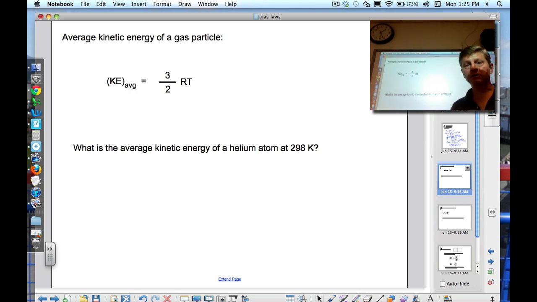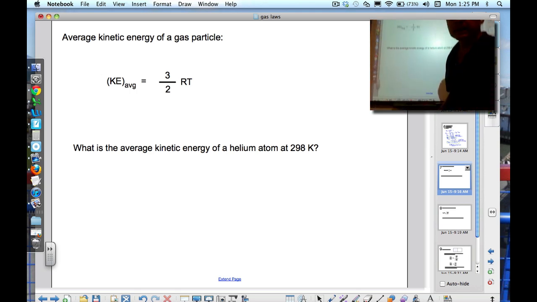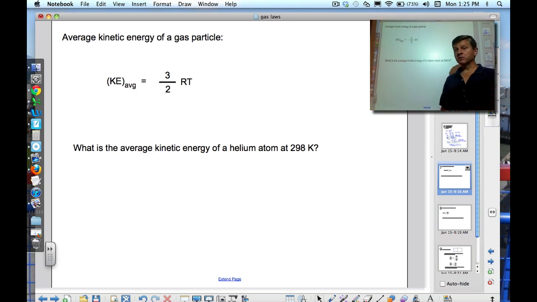Okay, let's move on to the next topic, and that would be calculating the average kinetic energy of a gas particle. Gases, as you know, have kinetic energy, and you may recall from the kinetic molecular theory that the average kinetic energy of a gas particle depends only on the temperature. It does not depend upon its identity or its mass. All it depends upon is the temperature of the mixture.